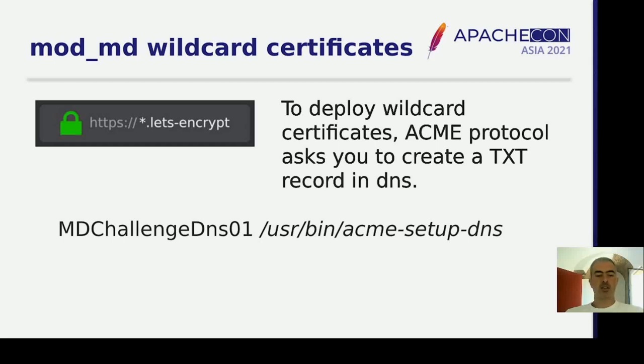You have to specify MDChallengeDns01 and a file. And this file, which is, for example, acme-setup-dns in this example, will take as input the TXT DNS record that you should create, and in some way you should write something that automates the deploy, so it creates, for example, the TXT record that the CA asked you for, and removes all other records. So you need a bit of interaction between Apache HTTPD and your DNS server. You probably need some API that can be provided, for example, by your DNS provider to interact and create the TXT records needed for this operation to succeed.